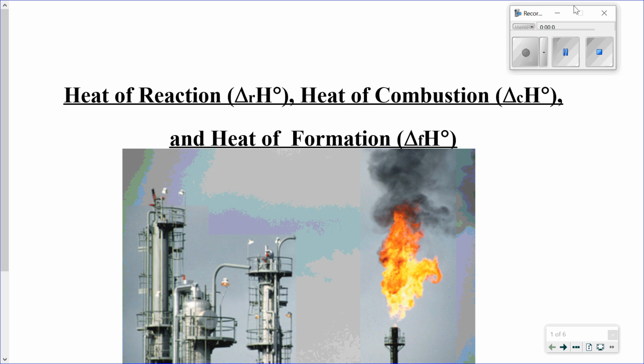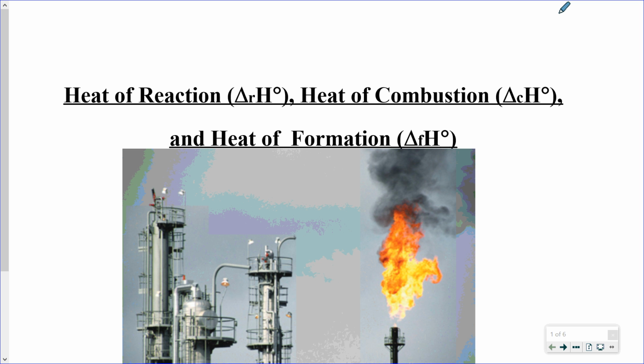Hello folks, this lesson is going to be on the difference in energy between reactants and products following a chemical reaction. During a chemical reaction, bonds are broken, new bonds are made, and whenever bonds are broken and made, there is energy that is either absorbed, taken in, or released during the process.